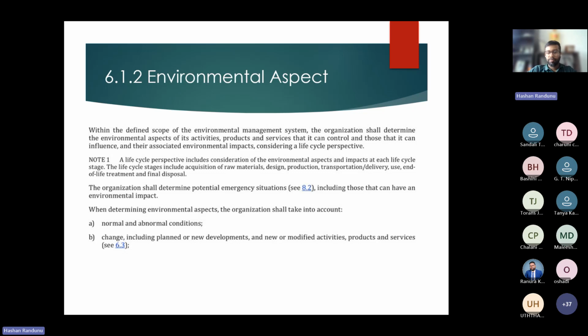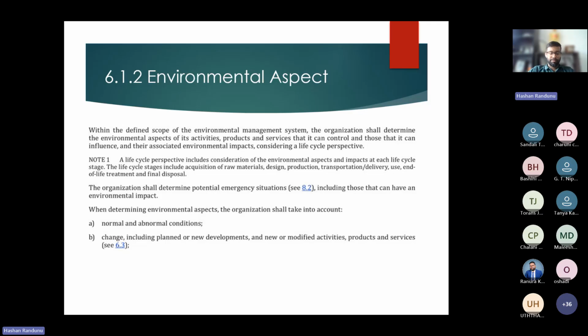But what if there is a breakdown of the machine? Then there can be certain environmental aspects when they repair the breakdown, right? That's why when we identify the environmental aspects, we need to consider both normal and abnormal conditions.